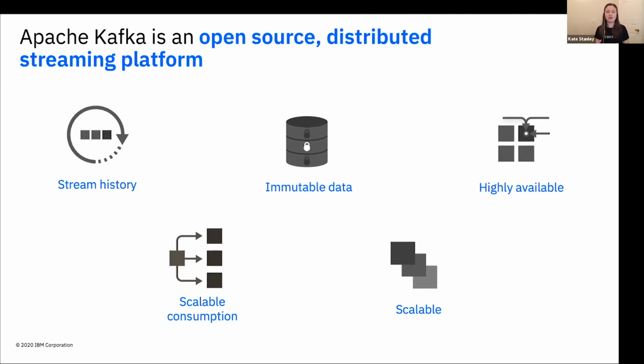So in Kafka, you can have events that can be persisted and reread by consumers later on. All of the data is immutable, so messages shouldn't be altered as they flow through Kafka. And it's really built to have designed into it high availability, scalability, and the capability to have very scalable consumption. So it's really designed to have a high throughput and lots of consumers consuming all of the events.